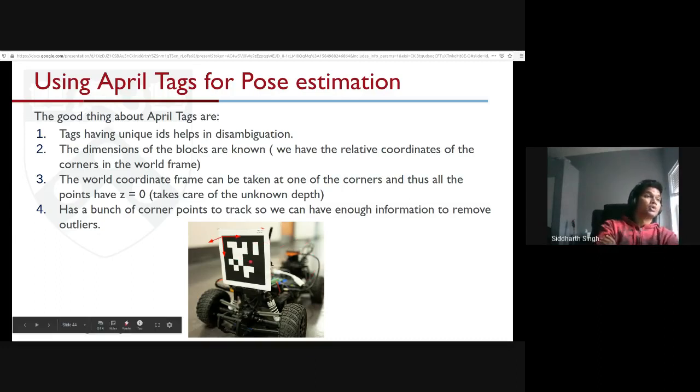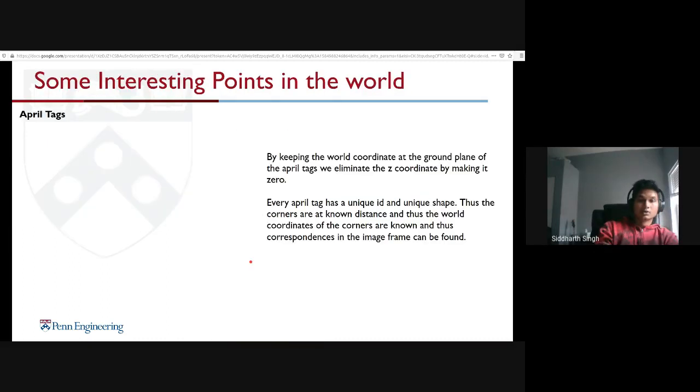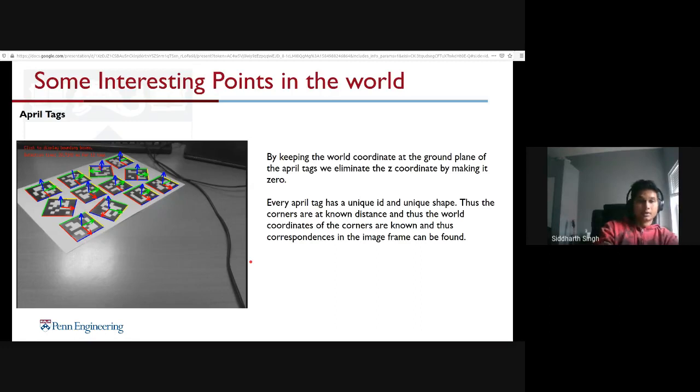And the corners, we'll know where they lie on this coordinate plane because we have chosen to keep this coordinate frame on the edge, on the surface of the April tag, right? So essentially, the assumption we made and talked about, given the unique ID and the unique shape, and keeping the world coordinate frame on the surface of the April tag itself, is that we have a lot more information that we can use in order to find the homography and further the R and T, right?